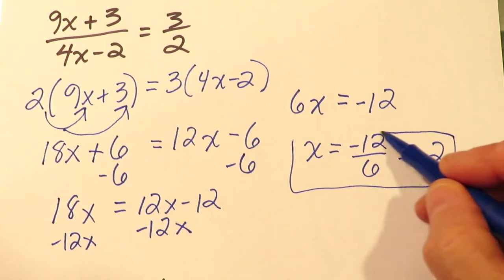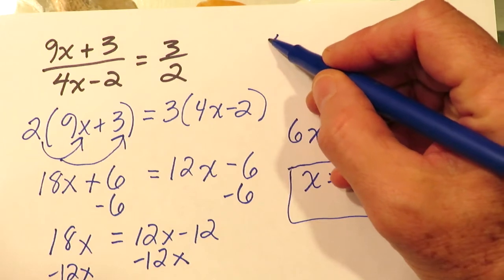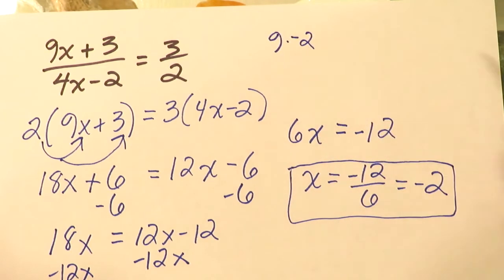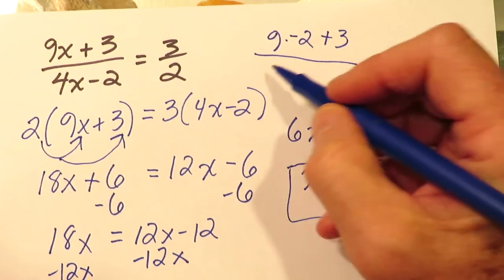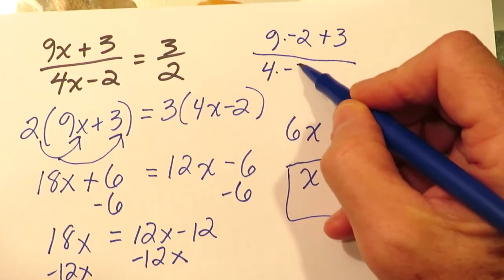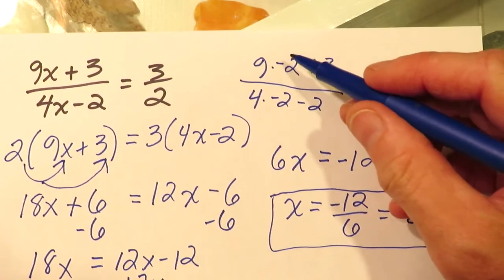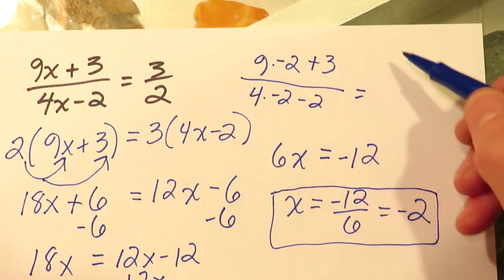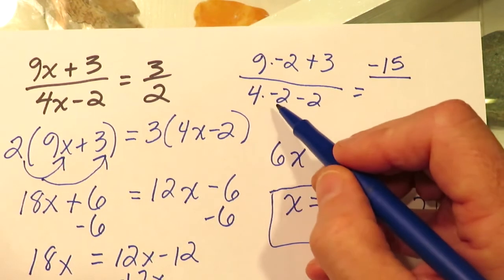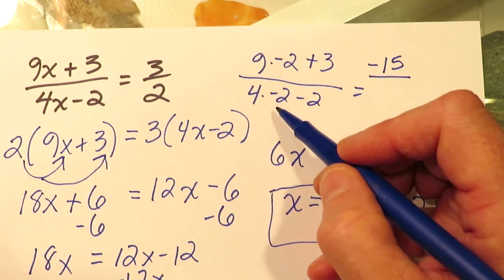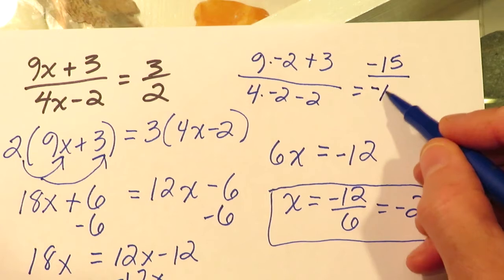Now if I want to check my answer, I can go back to the original equation, and 9 times negative 2, again, don't forget the negative, it will make a difference. And then 4 times negative 2 minus 2. 9 times negative 2 is negative 18, and negative 18 plus 3 would be negative 15. And 4 times negative 2 is negative 8, and negative 8 minus 2 is negative 10.